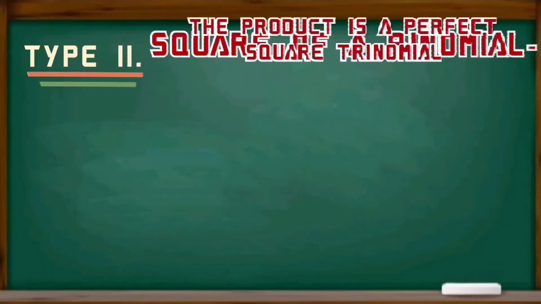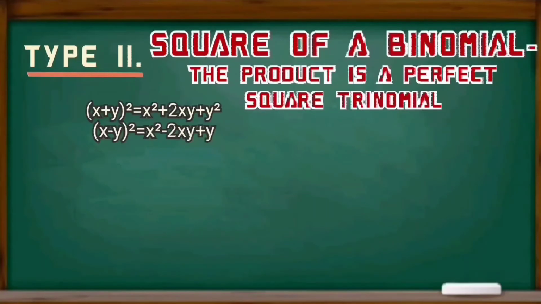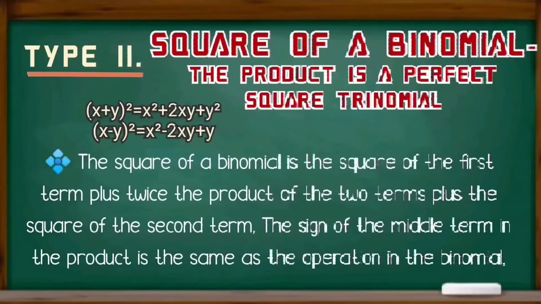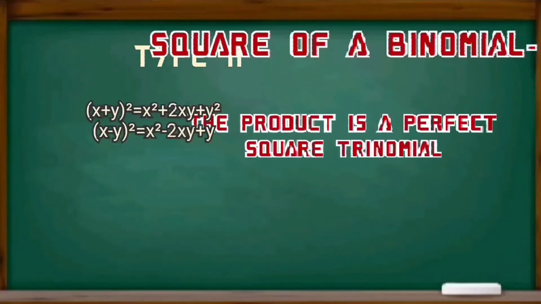Type 2. Square of a binomial. The product is a perfect square trinomial. The square of a binomial is the square of the first term plus twice the product of the two terms plus the square of the second term. The sign of the middle term in the product is the same as the operation in the binomial.